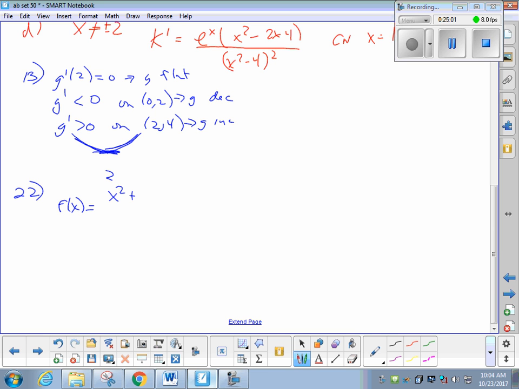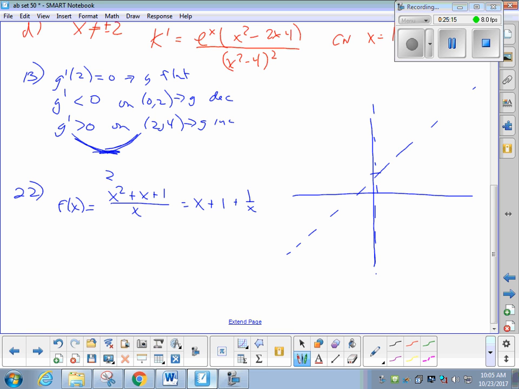This is a rational function we are yet to do, but this is the same as x plus 1 over x. If you were to graph this, it has a vertical asymptote at 0, and it has a slant asymptote at x plus 1, and the graph looks something like this eventually. You do not need to have that down. But my point is this. Don't use a calculator. Find the relative max.